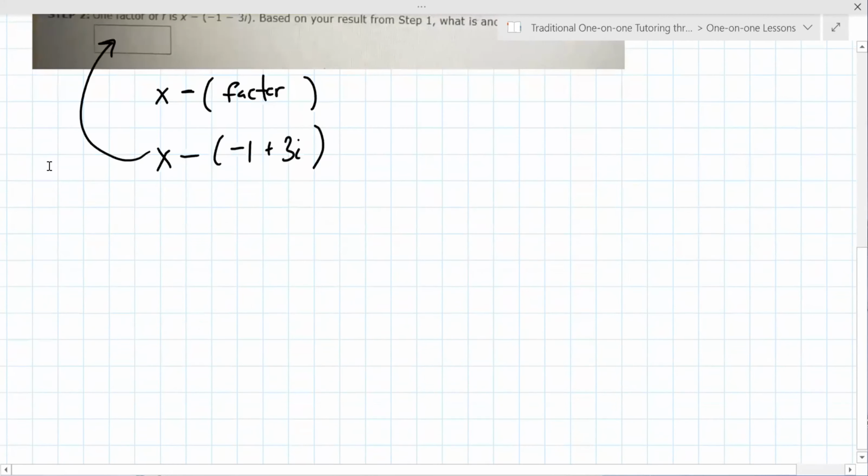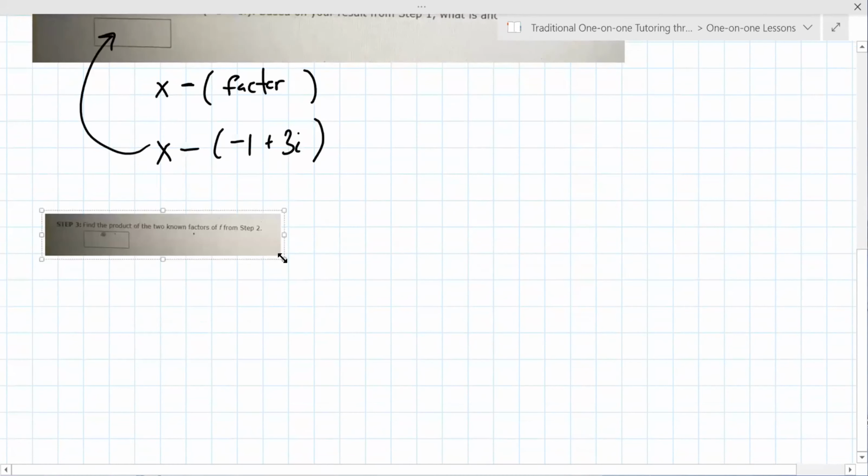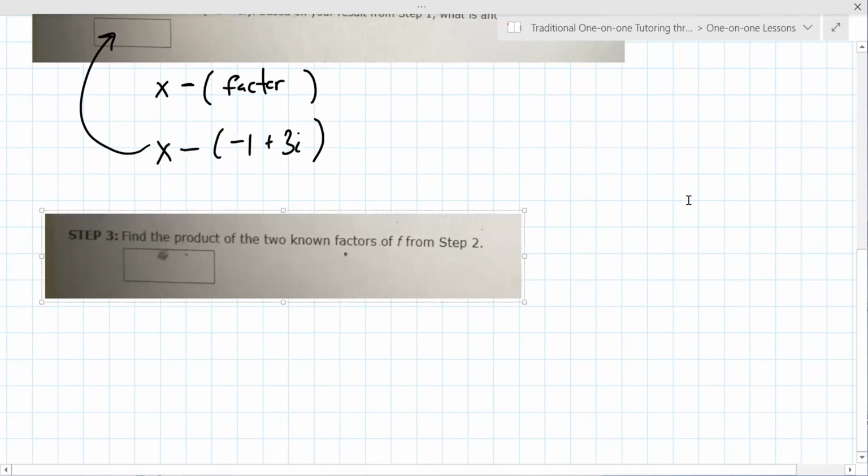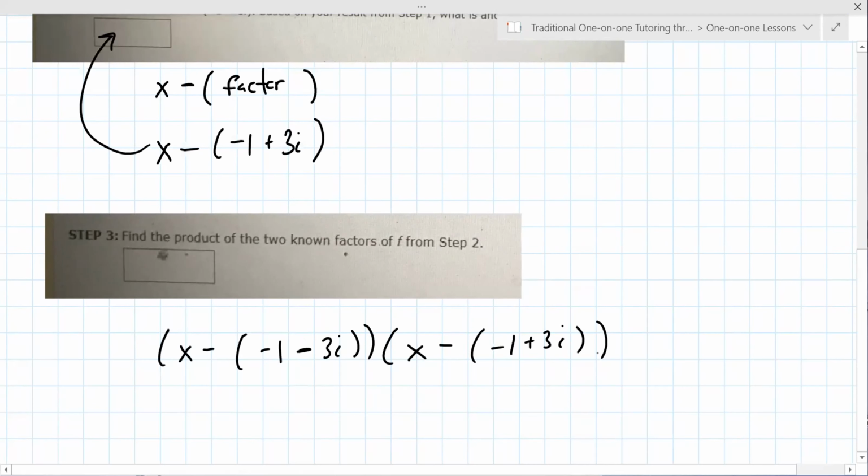Step 3. Find the product of the 2 known factors of f from step 2. Okay, so I think they want you to actually multiply. They want you to say x minus -1 minus 3i, times x minus -1 plus 3i. Is that okay? Yeah, that makes sense.